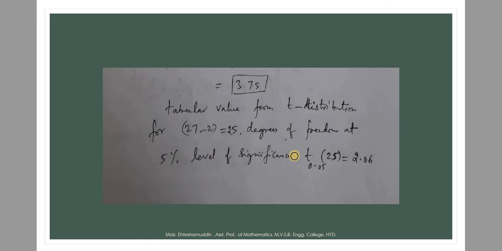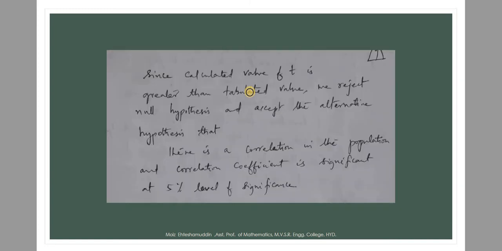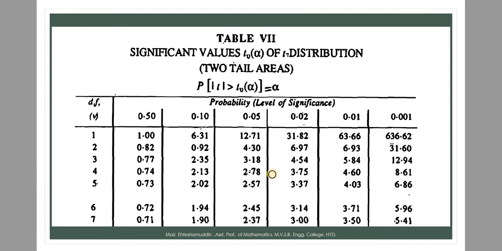So at 5% level of significance, the critical value is 2.06 and 3.75 is the calculated value. Calculated value is greater than the tabulated value. We reject the null hypothesis and accept the alternative hypothesis that there is a correlation in the population, and the correlation coefficient is playing a role, that is it is significant.